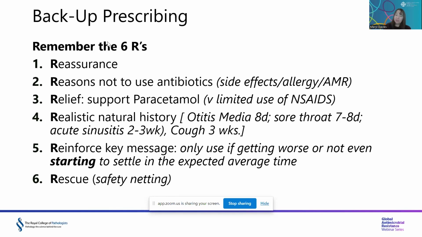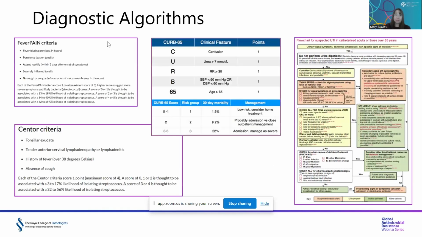To reinforce key messages, so only to use the antibiotics if they get worse or the symptoms don't start to settle within an agreed time frame, and provide rescue information as well, so safety netting information of when they need to seek further help.